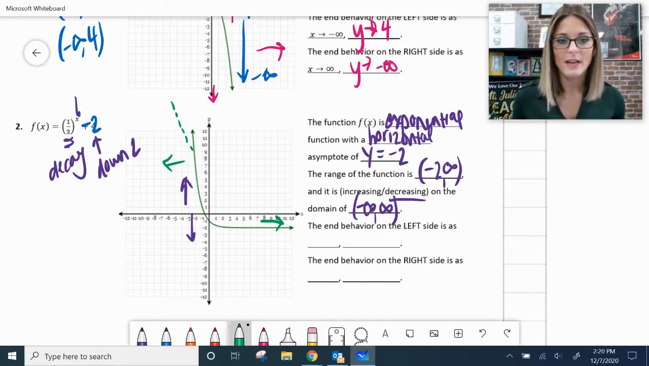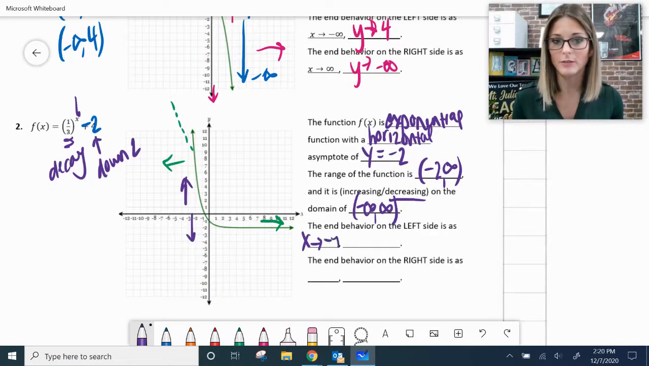The end behavior on the left side, if we're talking about left side, we want x approaching negative infinity. So on the left side, what is it doing? Y is going up, up, up, up, up. Y is going to approach positive infinity. The end behavior on the right side, as x approaches positive infinity, the y value is getting closer and closer to -2.